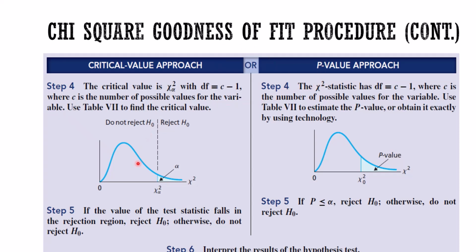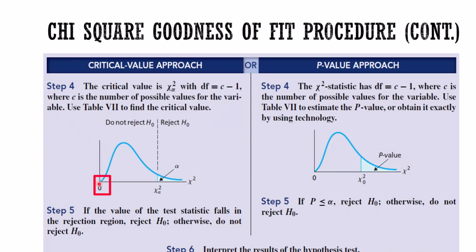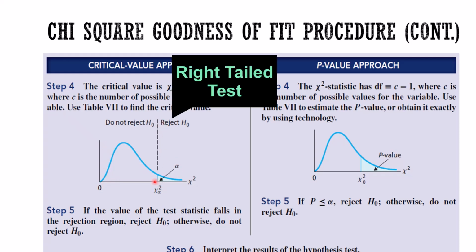Now keep in mind that we are using the chi-squared distribution. So when you draw your curve, make sure that it is a chi-squared curve and not a normal curve. The chi-squared curve is anchored at 0. The smallest value that a chi-squared test statistic can have is 0. All right, so this is how it looks. It's always going to be a right tail test because it is a right skewed curve. So the reject region is always going to fall on the right hand side. Do not reject region on the left hand side.